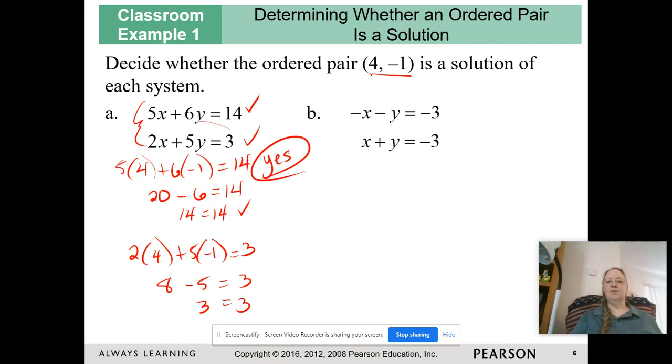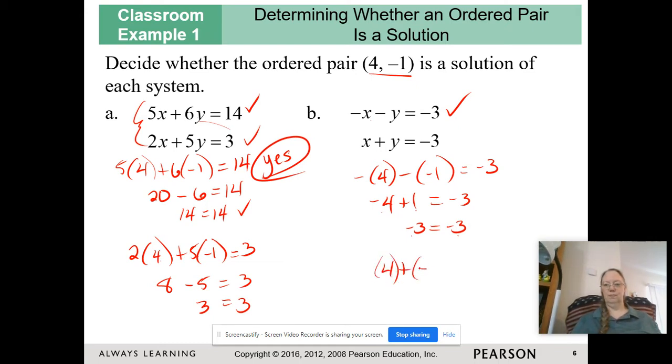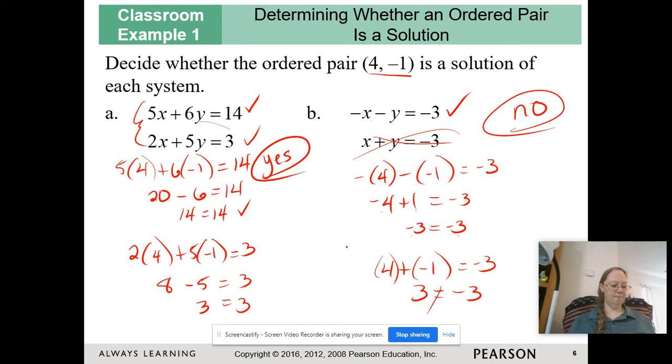Same thing, we're going to take 4, -1, and plug it in. So we have -4 plus 1, and we combine those. And -3 is equal to -3, so it satisfies the first one. But if you notice, the second equation, 3 is not equal to -3. It does not satisfy the second equation. So no, this is not a solution to this system.